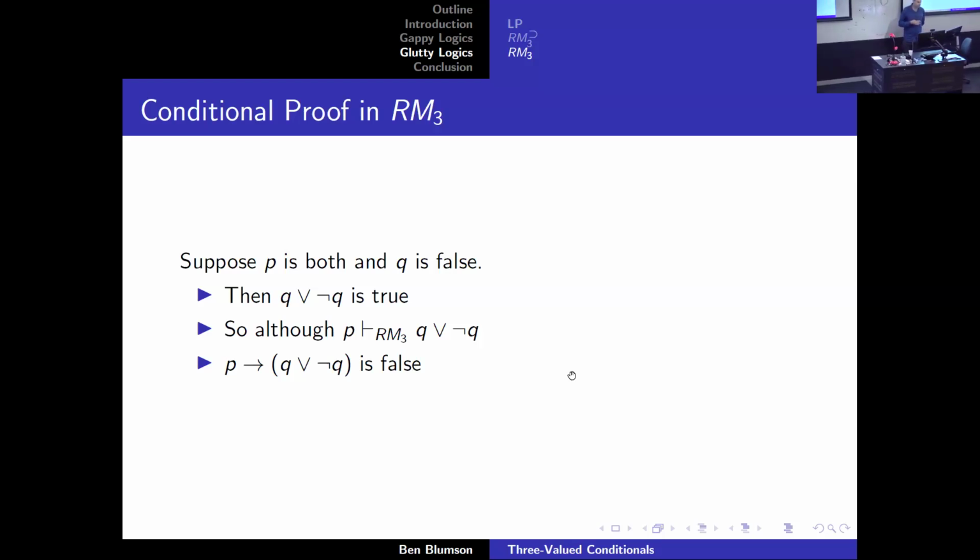So suppose P is both and Q is false, then "Q or not Q" would be true. But "if P, then Q or not Q" would be false now, because we'd be in that square of the truth table that we just changed to false. So this conditional is now false. But the argument "P, therefore Q or not Q" is valid in RM3 because "Q or not Q" is a tautology. There are no gaps. So if P is true, "Q or not Q" has to be true as well. But we can't infer that conditional from this argument. So conditional proof doesn't work.